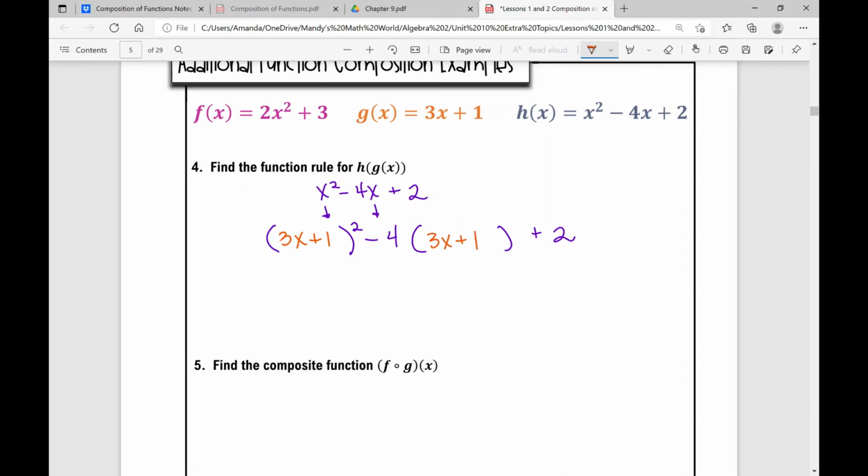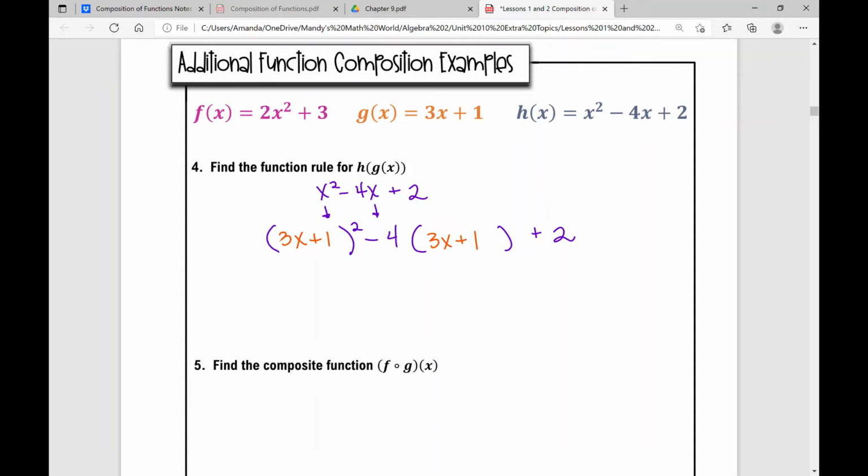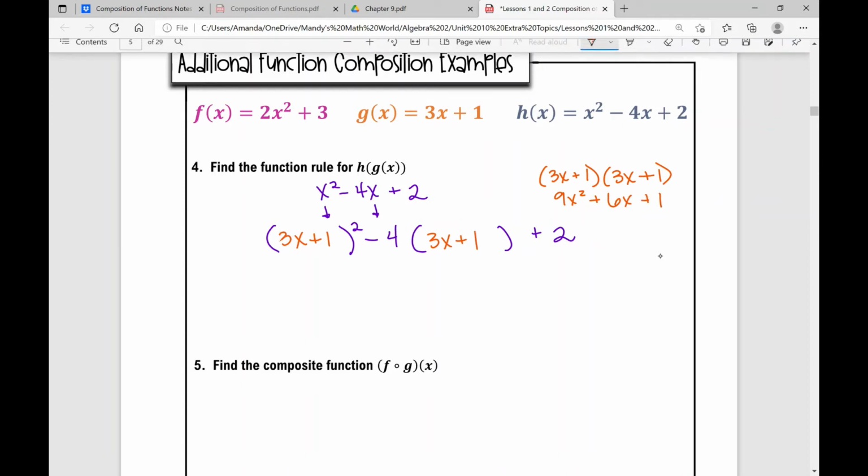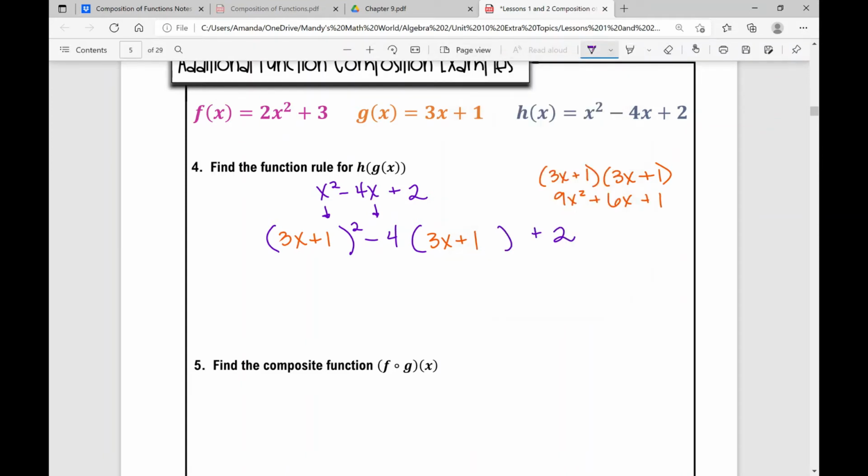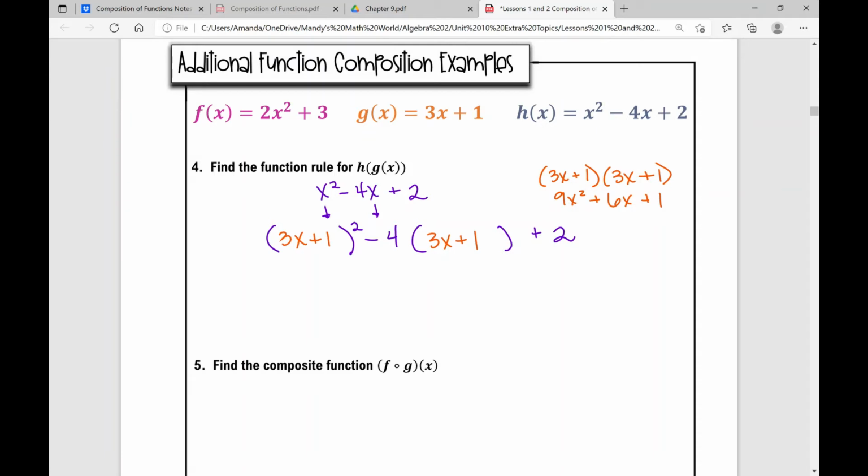Now in this first little part, 3x plus 1 squared, when I'm simplifying this, I'm going to need to multiply 3x plus 1 times 3x plus 1, because that's 3x plus 1 squared, right? Multiplying it by itself. When I do this, I get 9x squared, and then I get 3x plus 3x, so that's plus 6x, then plus 1. And I'll switch back to purple here. So when I'm simplifying this, I get 9x squared plus 6x plus 1.